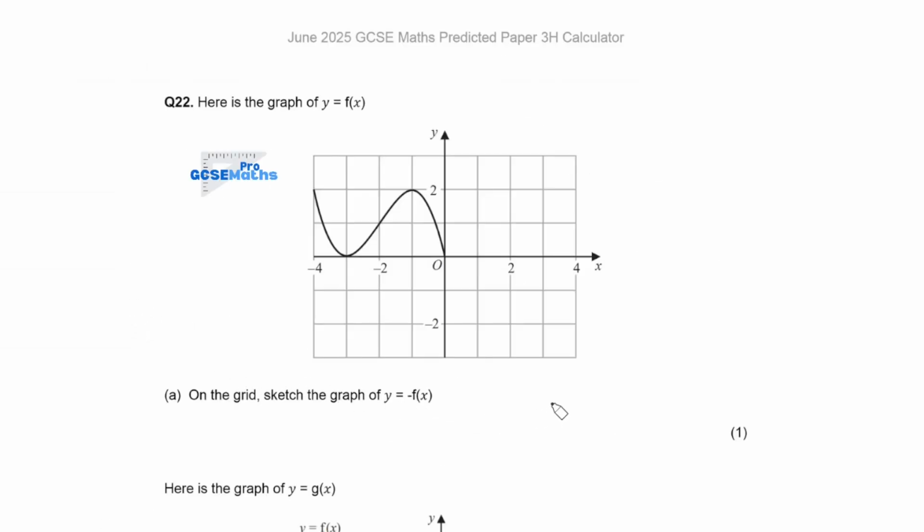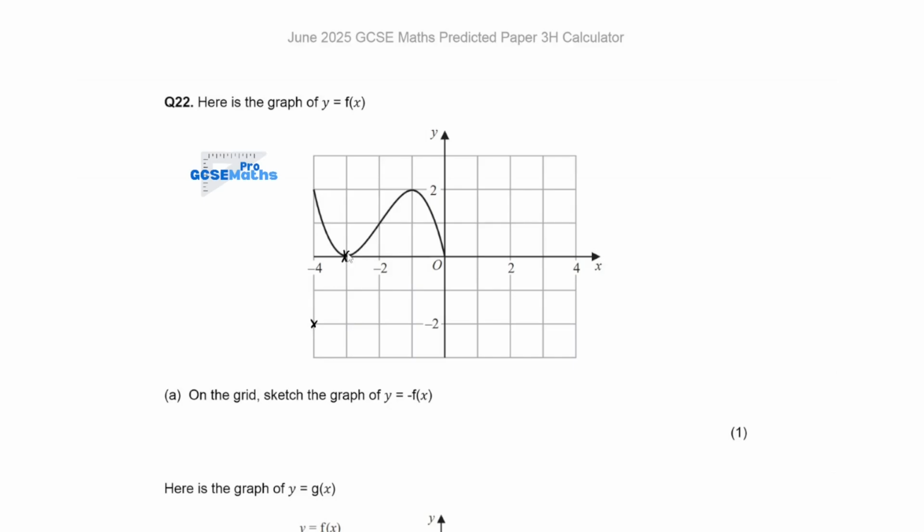Question 22, here is the graph of y equals f of x. On the grid, sketch the graph of y equals negative f of x. So just graph transformations, you just have to memorize what they mean. Negative always means reflection, but it's on the outside, so that means it's a reflection in the x-axis because it's affecting the y coordinates. So that would stay the same. This one would go negative.